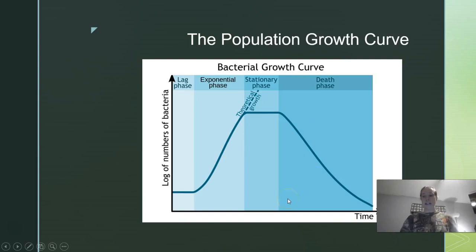All right, here we've got the population growth curve, and we're going to be talking about the lag phase, the exponential phase, the stationary phase, and the death phase here. Again, when they are grown in a laboratory culture, they do follow that bacterial growth curve, and I put this picture up here for you to see right now.